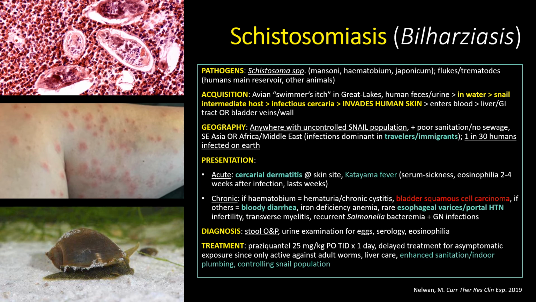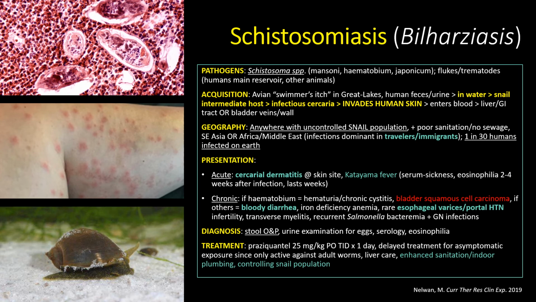In Schistosoma mansoni and japonicum, among others, it burrows into the GI tract wall and causes a bloody diarrhea and a portal hypertension due to venous congestion, as well as an iron deficiency anemia. There have been reports of recurrent salmonella bacteremia in these patients who have increased GI tract permeability.